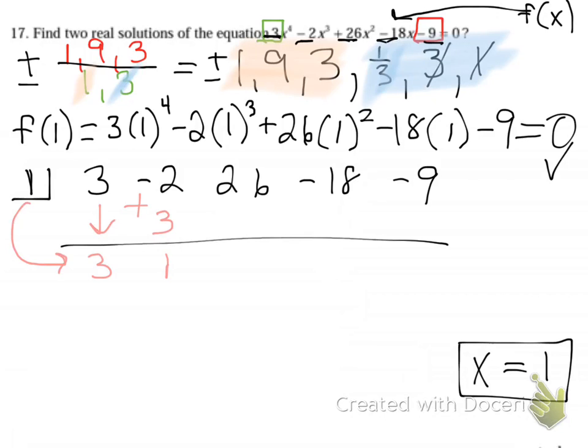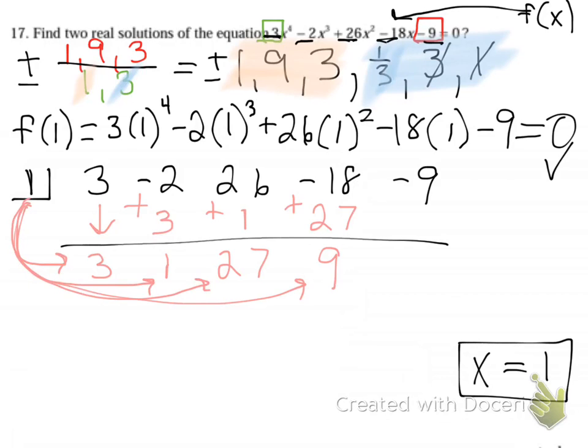And you do the same thing. So now it's going to be 1 times 1 is 1, 26 plus 1 is 27. 1 times 27 is 27. -18 plus 27 is 9. 1 times 9 is 9. When I add them, I get 0.